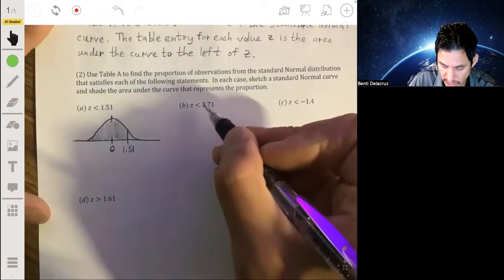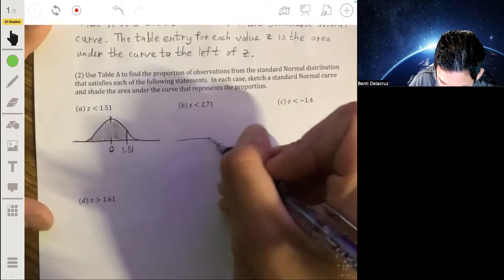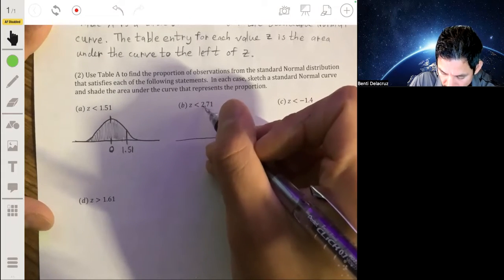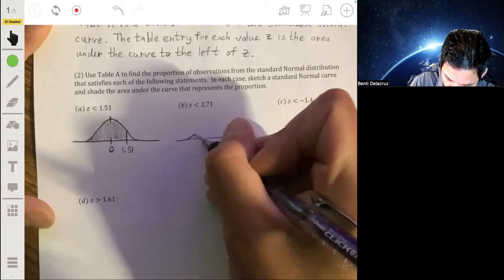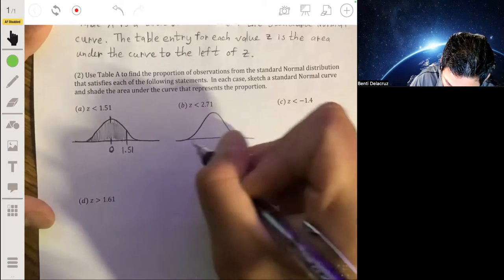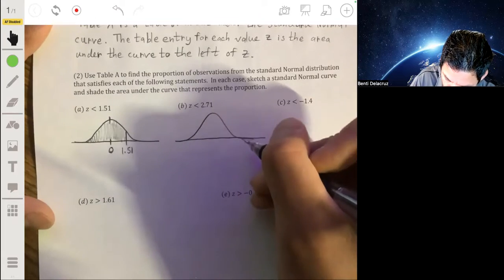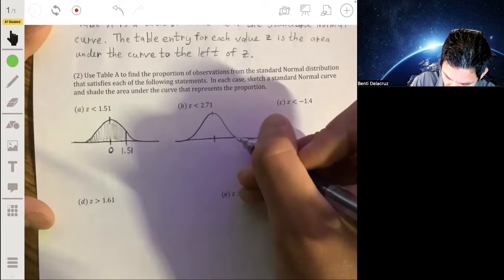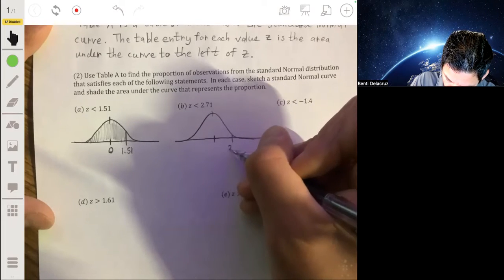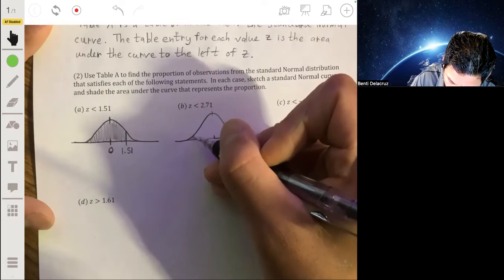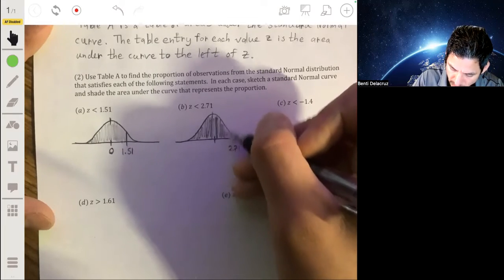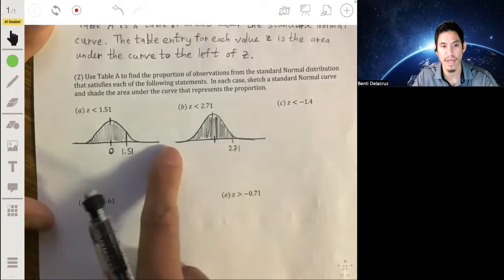Now, in this case, z is less than 2.71, so we're trying to find the area to the left of 2.71. Again, draw a bell curve. 2.71 is going to be more to the extreme end, nearly 3 standard deviations out. So not drawn perfectly to scale, just to give you a rough idea. We're trying to find all that area.